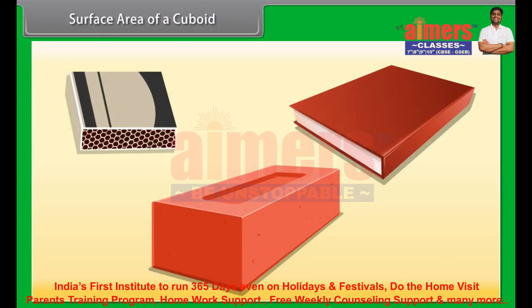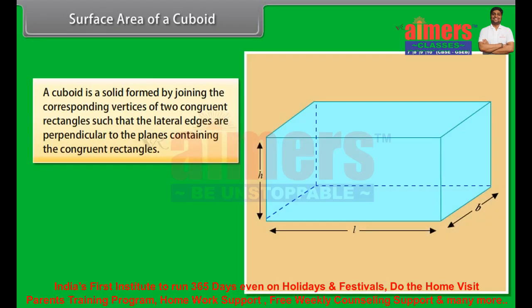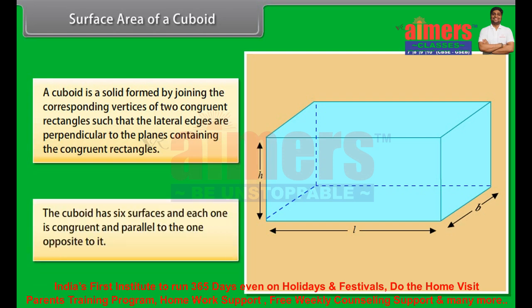Students, look at these things. A book, a matchbox, a brick. All these are examples of a cuboid. A cuboid is a solid formed by joining the corresponding vertices of two congruent rectangles such that the lateral edges are perpendicular to the planes containing the congruent rectangles. We can see that the cuboid has 6 surfaces and each one is congruent and parallel to the one opposite to it.